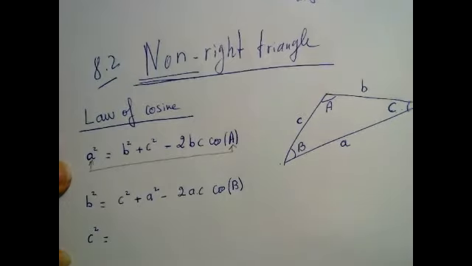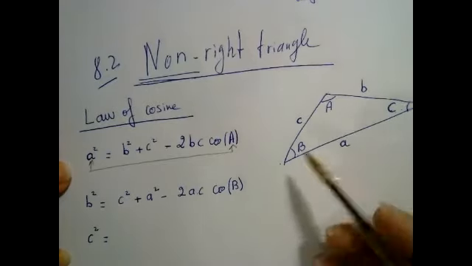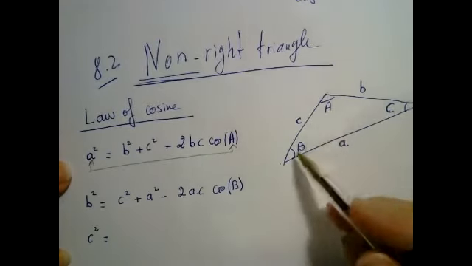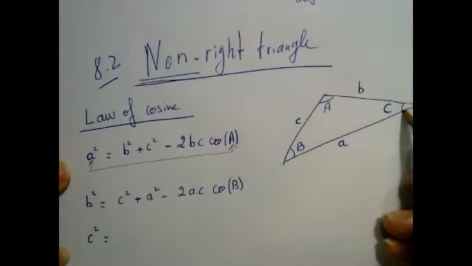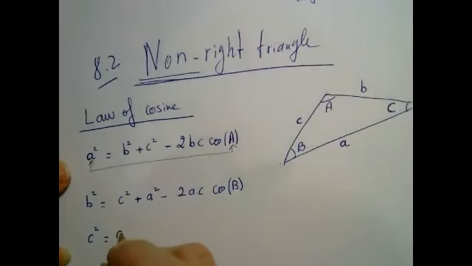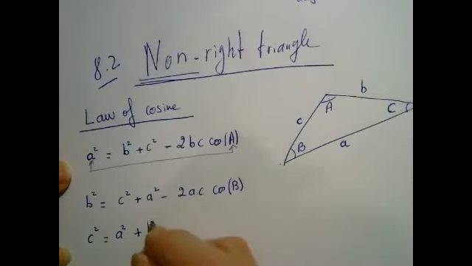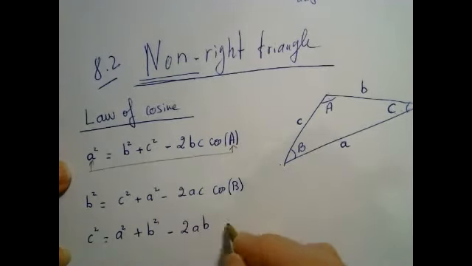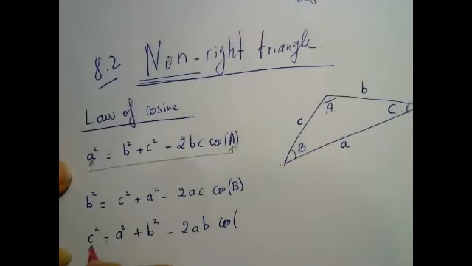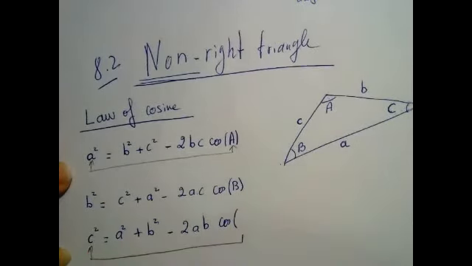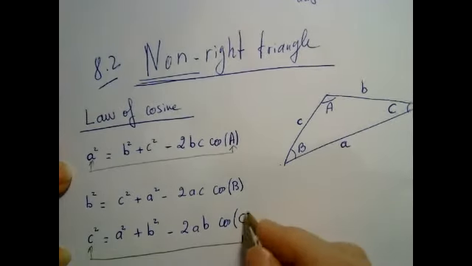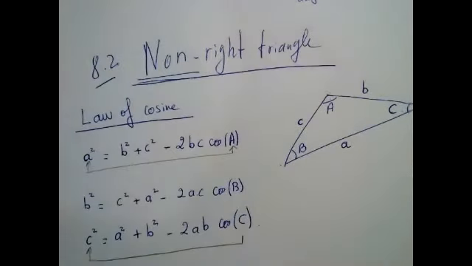How is the pattern and how does it work? If I want c squared, the pattern will be a squared plus b squared minus 2 times a b times cosine of the angle which is opposite to c. So this should be the angle capital C. Okay, so that's the law of cosines.